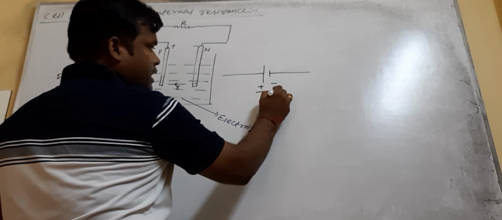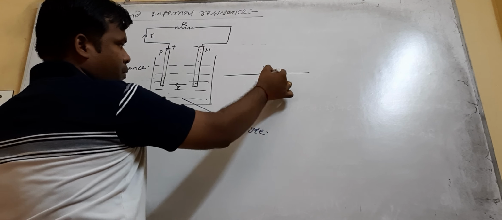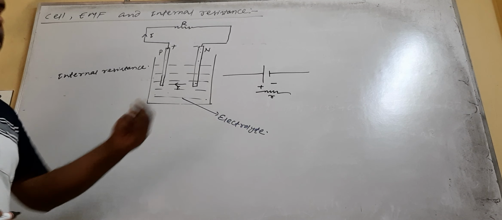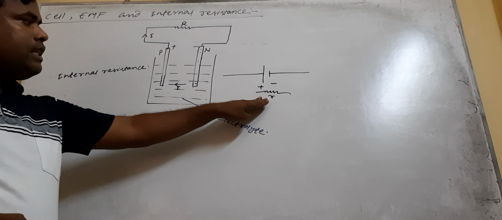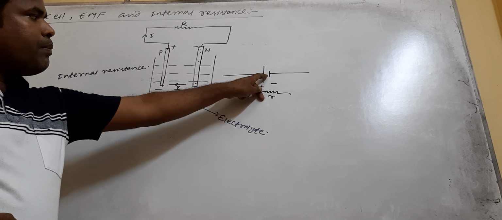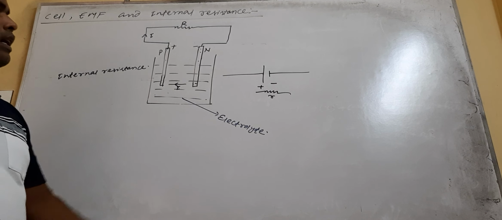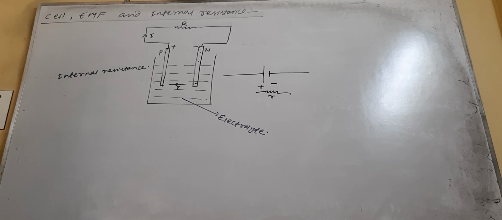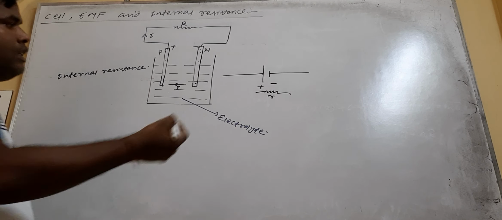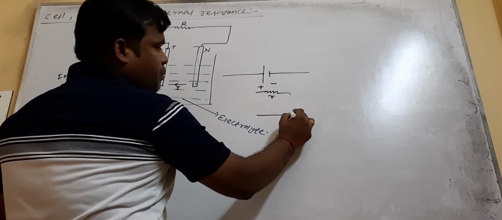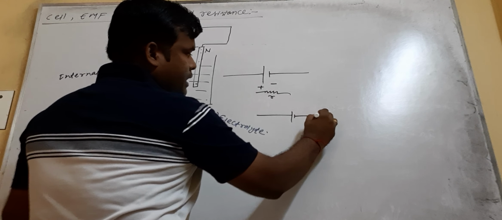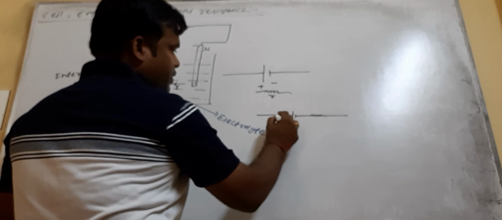Why is it called internal? Because this resistance you are getting from the inner part of this cell. That's why it is called internal resistance. And this internal resistance is supposed to be connected in series with the cell.